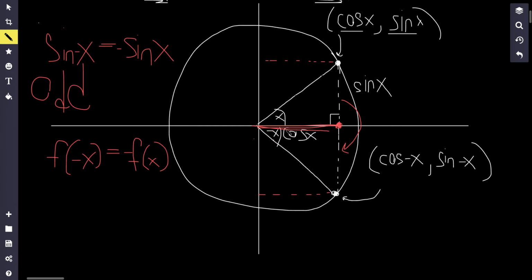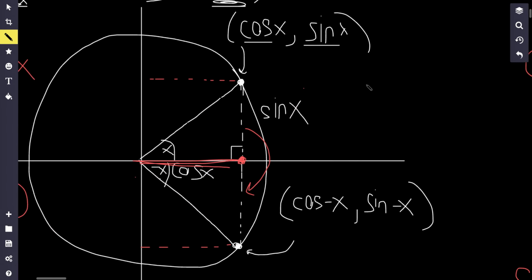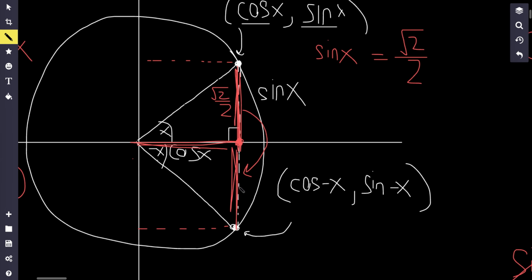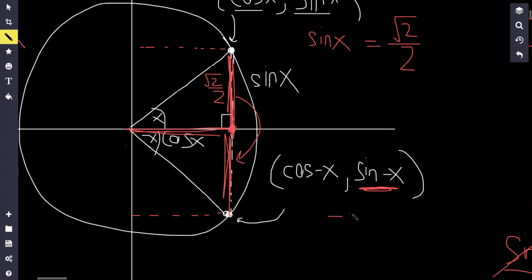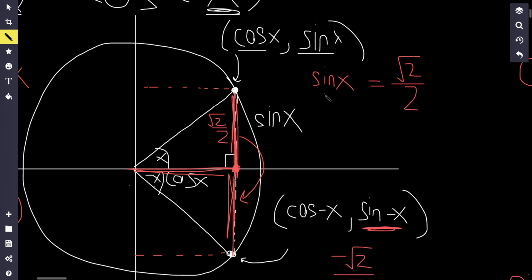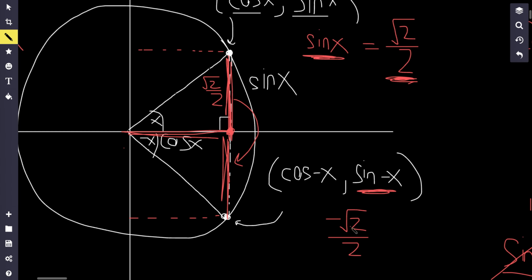Let's visualize this using the unit circle. Let's make this simple. Let's say our sine of x value is equal to radical 2 over 2. So this value right over here is radical 2 over 2. Well then, this value right over here, sine of negative x, is going to be equal to negative radical 2 over 2, because we're going below the x-axis.